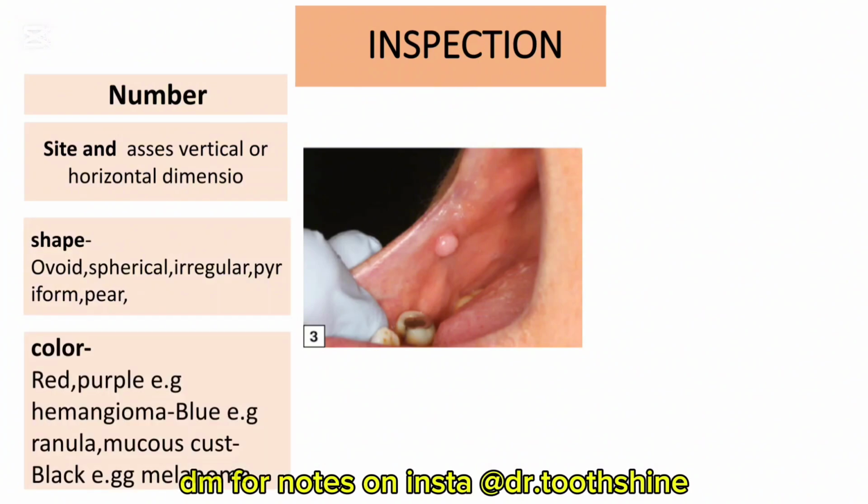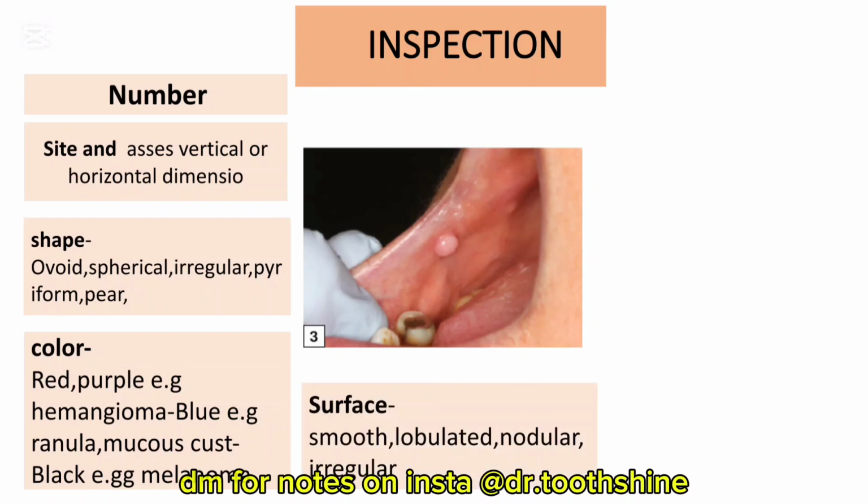Next we will look at the color of the swelling. By looking at the color we can suggest what it is. If it is red purple, it can be hemangioma. If it is blue, it can be ranula. If it is black, it can be melanoma. Next we will look at the surface. The surface is smooth, lobulated, nodular or irregular.